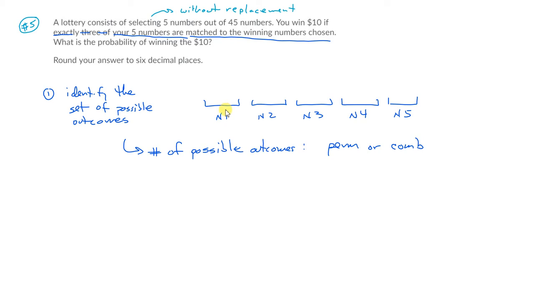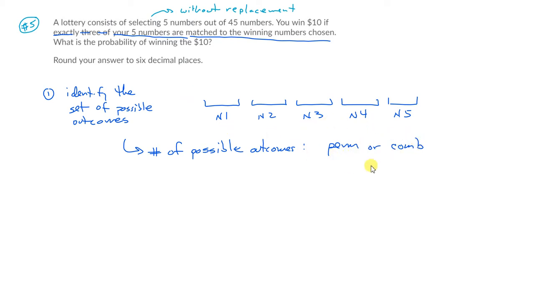To help you make that decision, let's think about it. Are they saying that your first number has to match the first winning number, your second number has to match the second winning number, and your third has to match the third? In other words, do your numbers have to match in the same sequence as the winners, or does your collection of numbers just have to contain the numbers that match the winners? And that's really what they're saying. Your collection of numbers has to match the winning collection, or at least 3 of your numbers do. And so the order does not matter here. That should help you pick which of the computations to use, permutations or combinations.